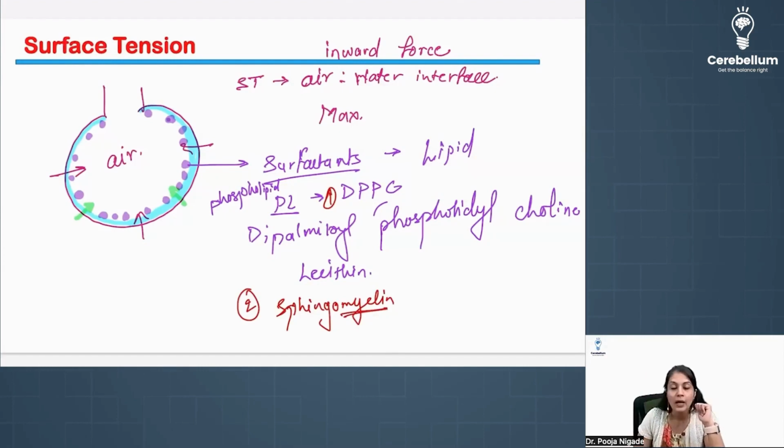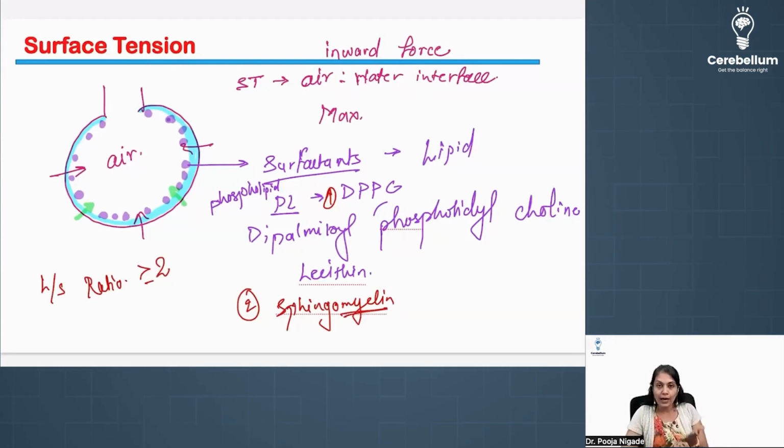Please remember that. Now, whenever I want to check the fetal lung maturity, you must have learned in gynae that you do something known as the LS ratio. What is this LS ratio? That is the lecithin to sphingomyelin ratio. It should be more than 2 or at least equal to 2. That means the DPPC should be at least twice that of the sphingomyelin. Why? Because they are the main lipids and they decrease the surface tension to the max.